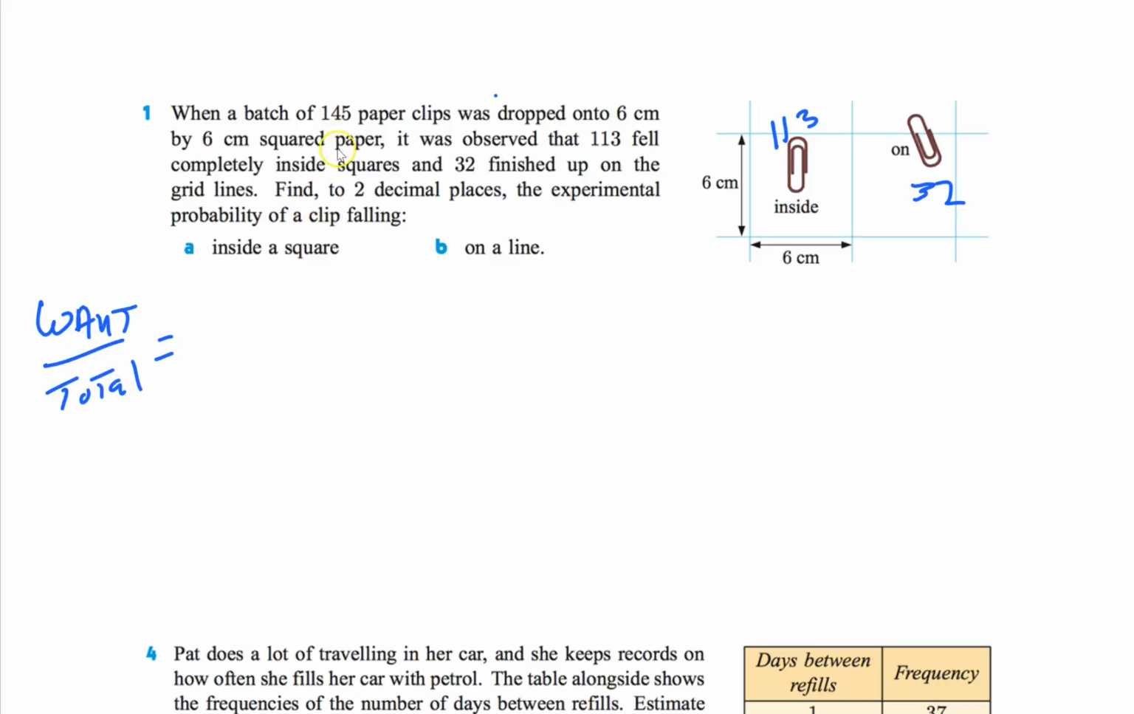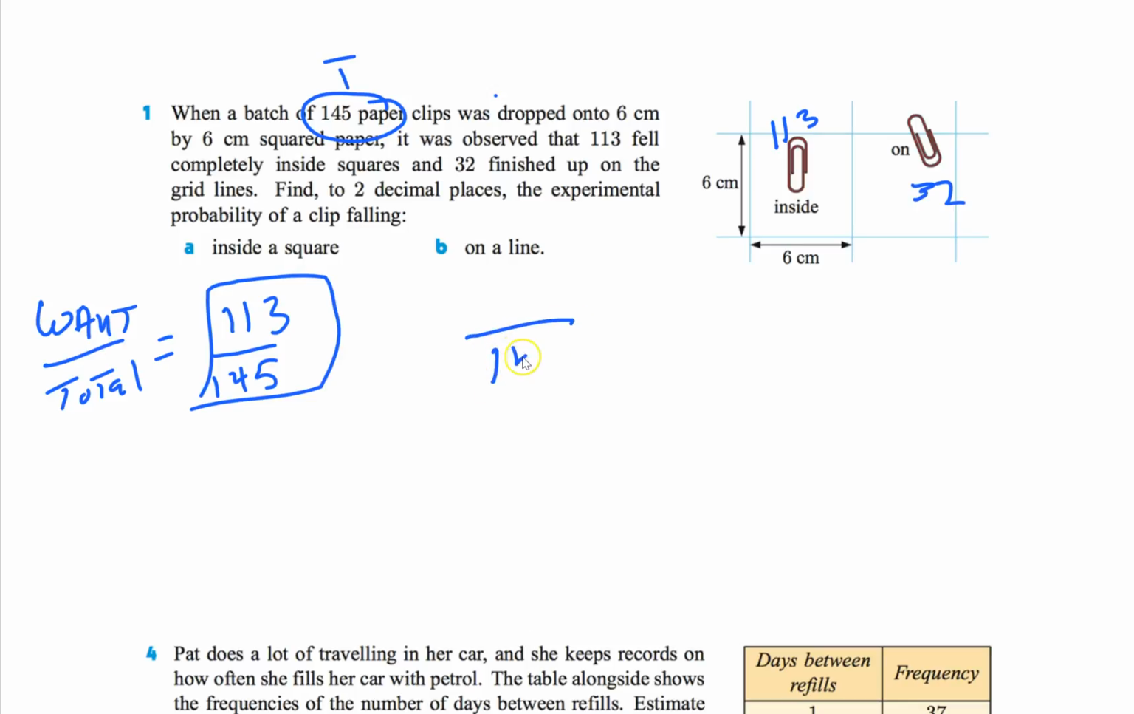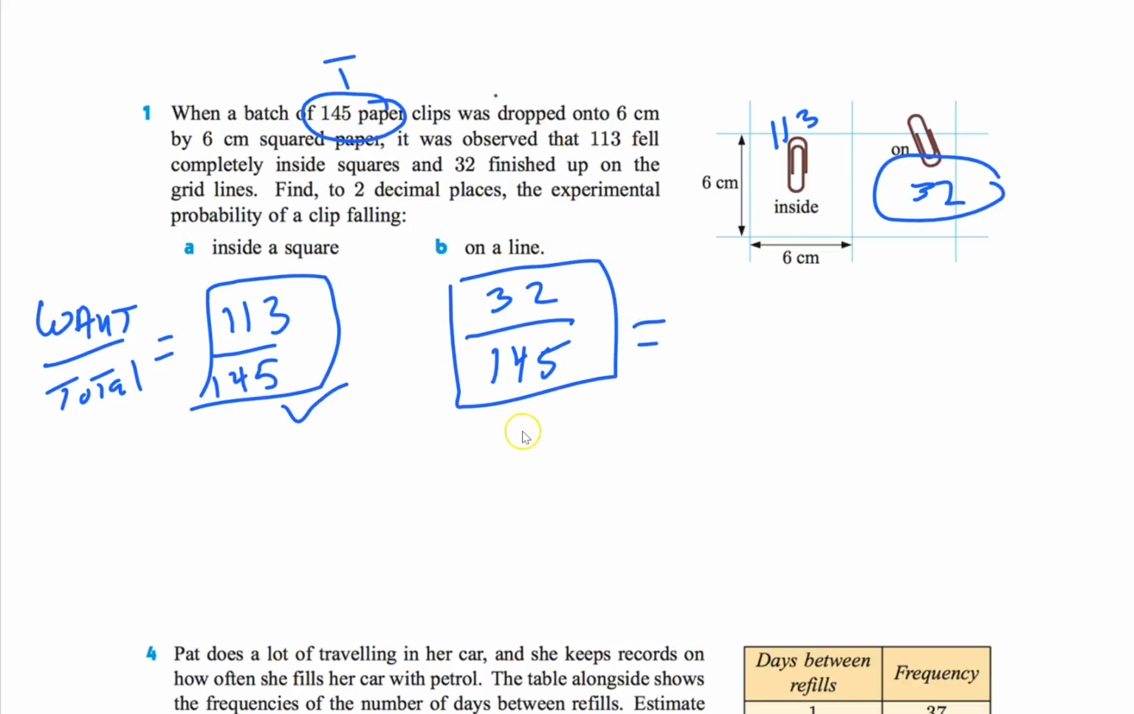My total paper clips is 145, so that's my bottom. The ones I want, inside a square, that's my 113. And there you go. That's how easy it is. How many fall on the line? I'm just going to use want over total again. My total is 145, and I want the ones that fall on the line, which is 32. And there you go. That's the answer. If I had a calculator, I'd plug it in and get some decimals, but honestly, either way is fine. They both work out.